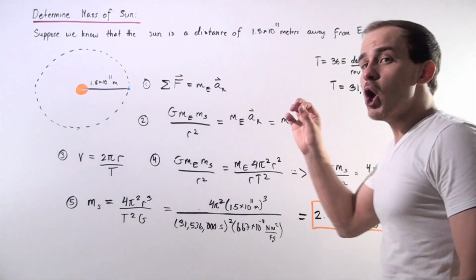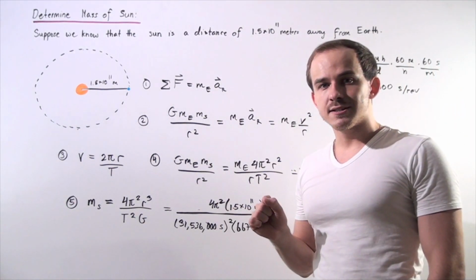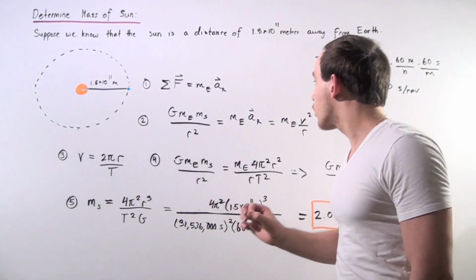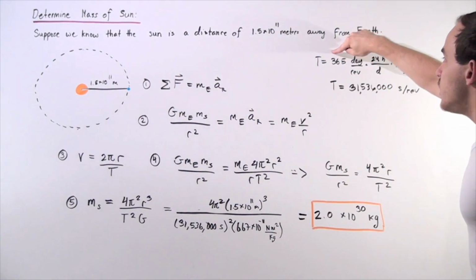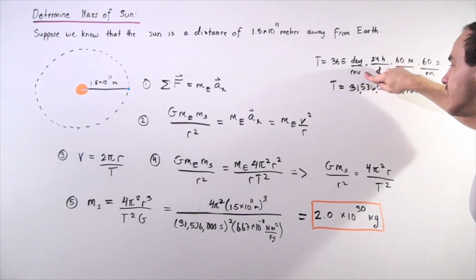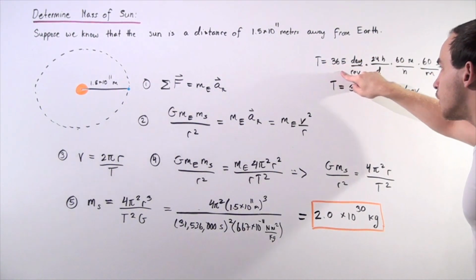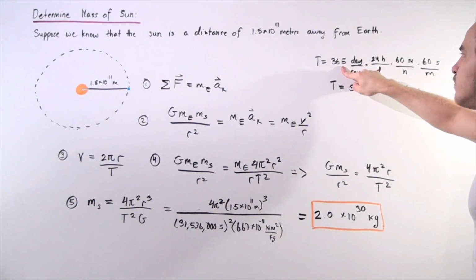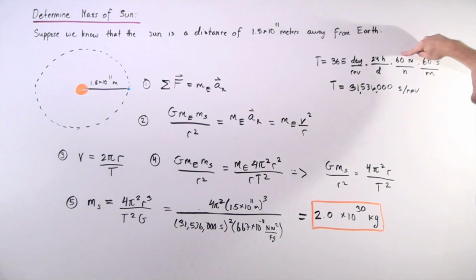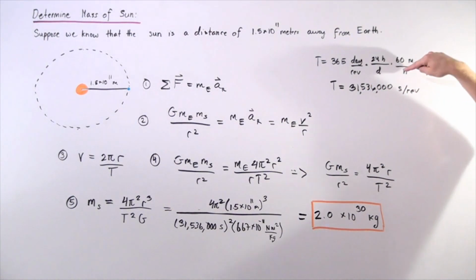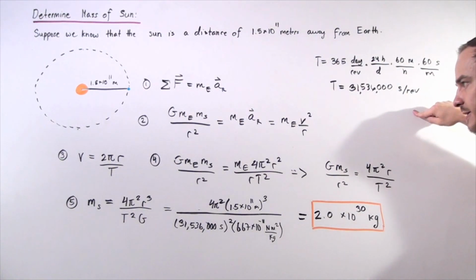But note that we don't know what the velocity is. What we do know is the period of our Earth. In other words, the Earth takes 365 days to make one full orbit. And if we wanted to, we can convert this to seconds per orbit. So we take 365 multiplied by 24 by 60 by 60, and we get the following value. And this is seconds per orbit.